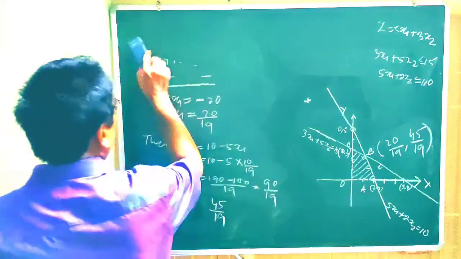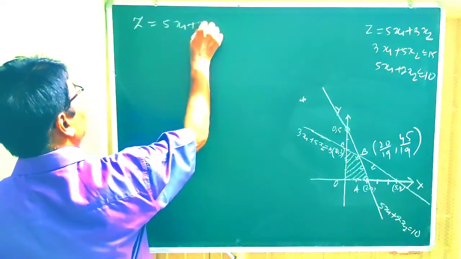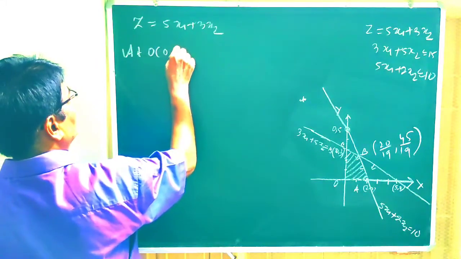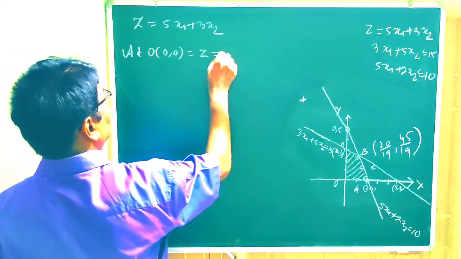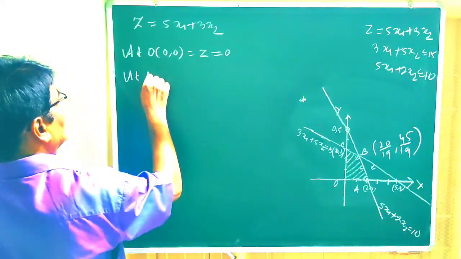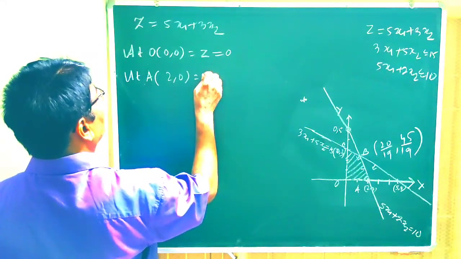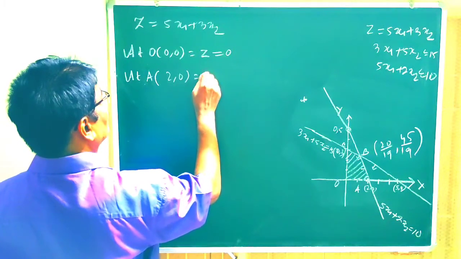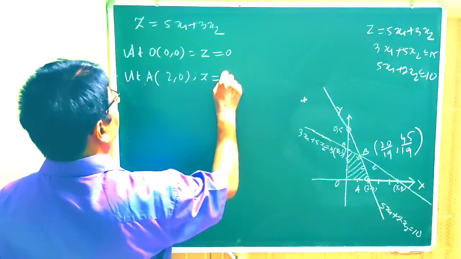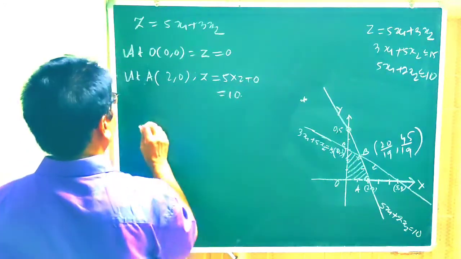Then we have Z is equal to 5x1 plus 3x2. At O of 0, 0, Z is equal to 0. At A of 2, 0, it gives us Z is equal to 5 into 2 plus 0 is equal to 10.